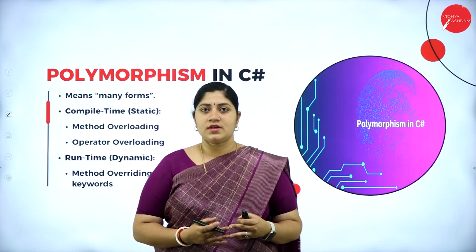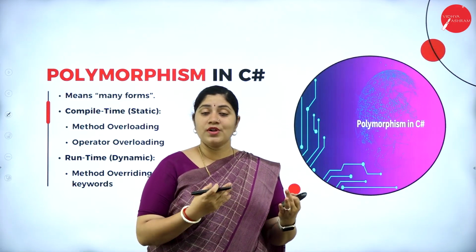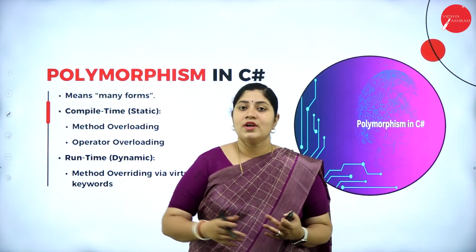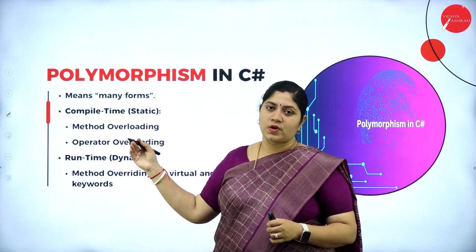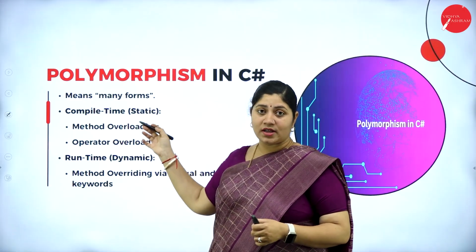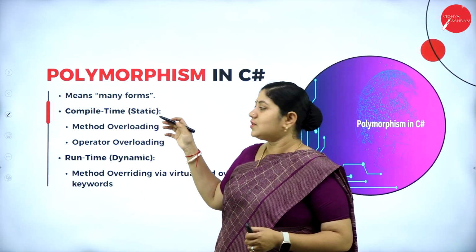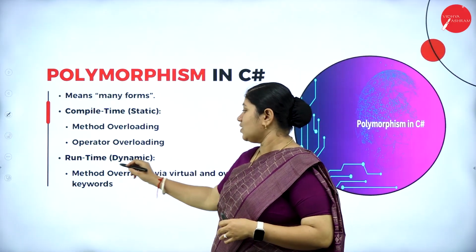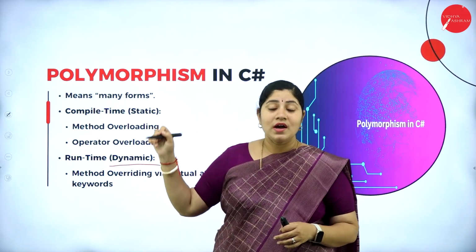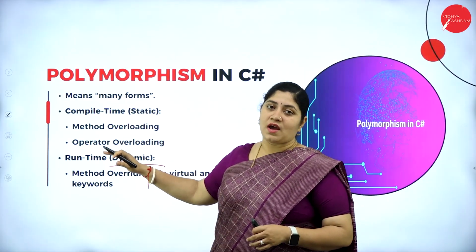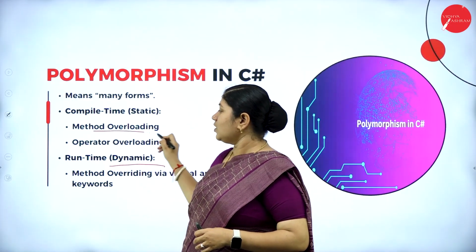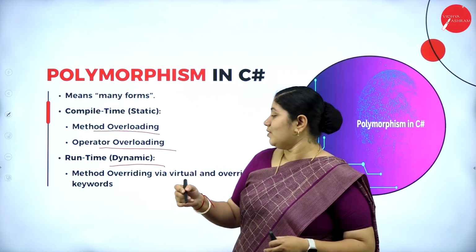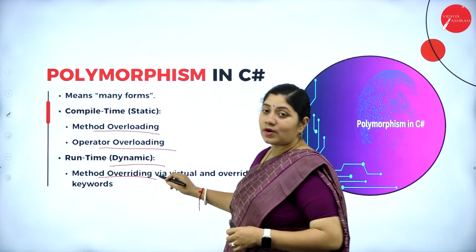Polymorphism is where the classes or the methods behave differently according to the base classes. Over here we have two different types of polymorphism. The first one is compile time, or we can also call it static polymorphism. The next one is runtime, or dynamic polymorphism. Under compile time, we have two more types, method overloading and operator overloading. Under runtime, we define method overriding.